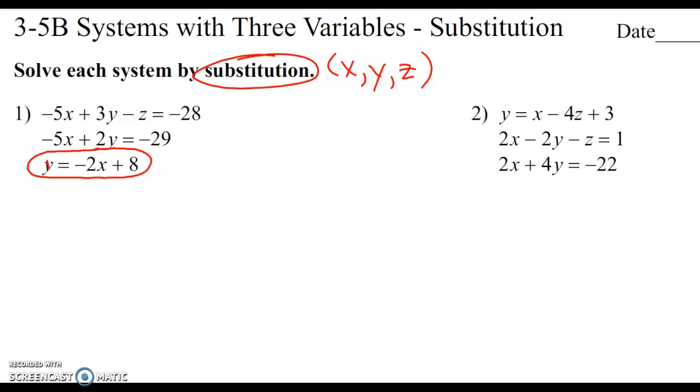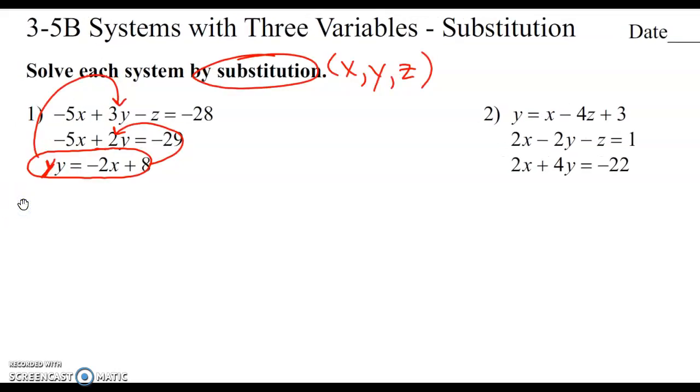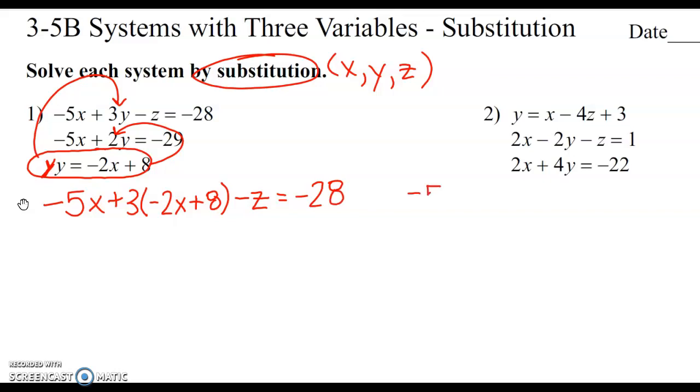So since it's already solved for y, we're going to go ahead and substitute that in for y in the other 2 equations, right? So like the first one, we'd have negative 5x plus 3 times y, which is negative 2x plus 8, still minus z, still equal to negative 28. I'm just going to take up the room over here. And then the second one, we have negative 5x plus 2 times y, which is now negative 2x plus 8. And that's equal to negative 29.